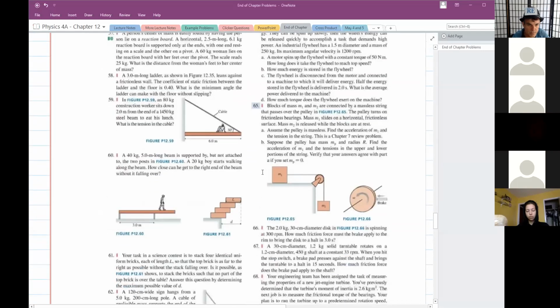Problem 10 from Mastering Physics. It's 1260, so it should be number 16. 1260, perfect. All right, share the screen. Oh, this one?